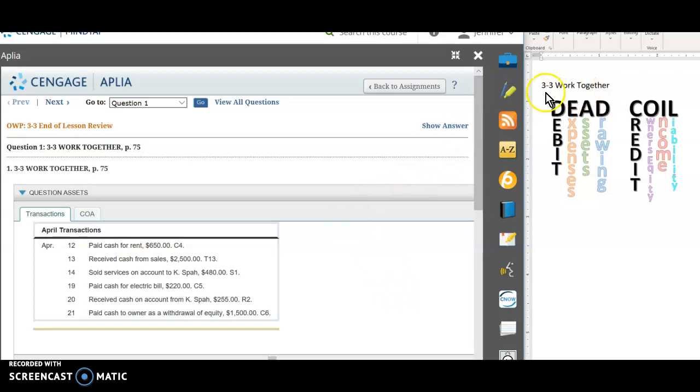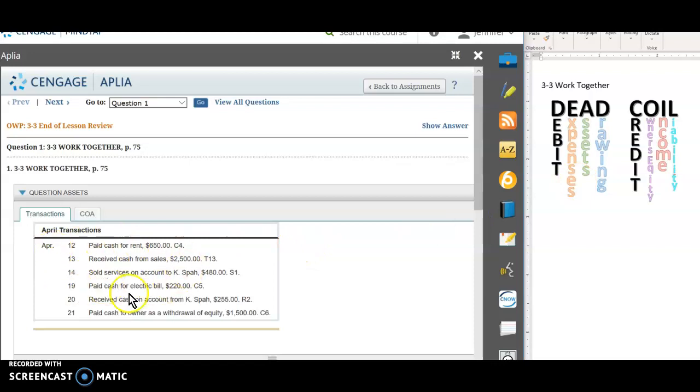All right, guys, let's work together. Don't forget about your normal balance. Debit normal balance is when the debit side is the increase side. That's expenses, assets, and drawing. Your credit normal balance is when credit increases. So owner's equity, income, liability.